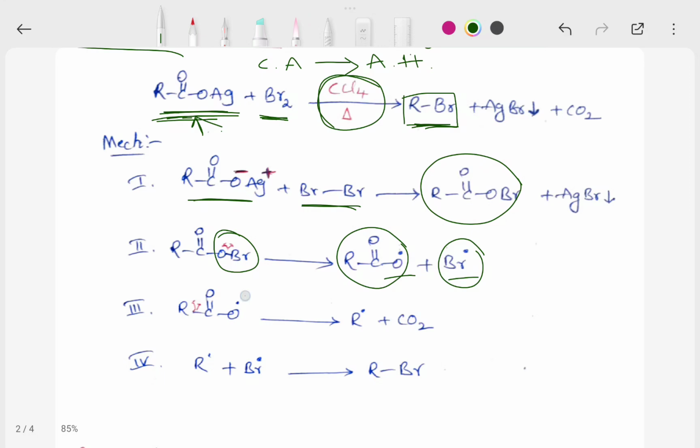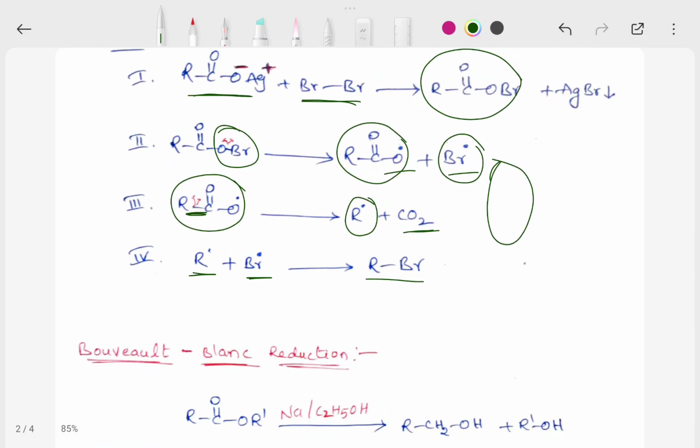This carboxylate radical again undergoes homolytic cleavage and forms an alkyl radical and carbon dioxide. Here loss of carbon dioxide takes place. This alkyl radical again reacts with the bromine radical and forms alkyl bromide or alkyl iodide.